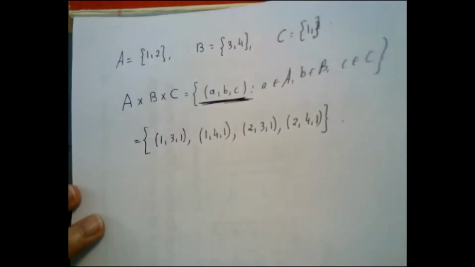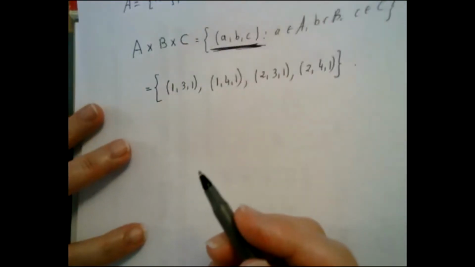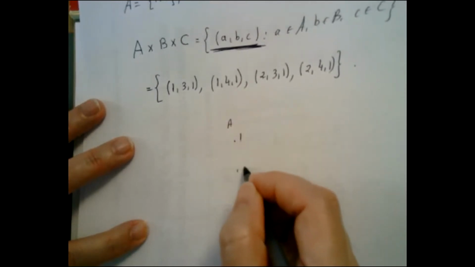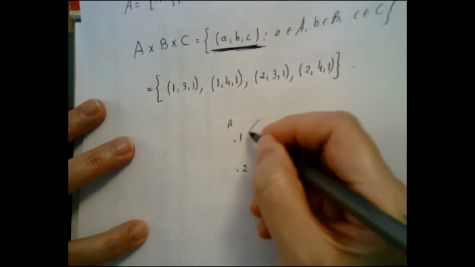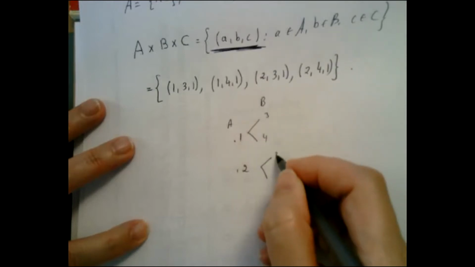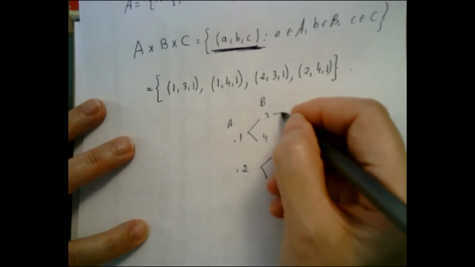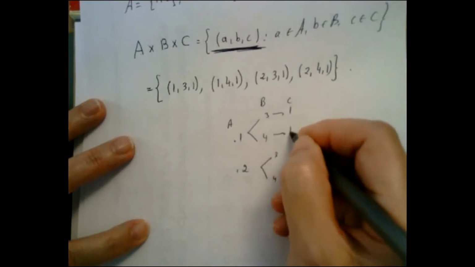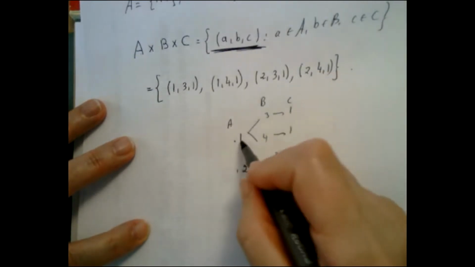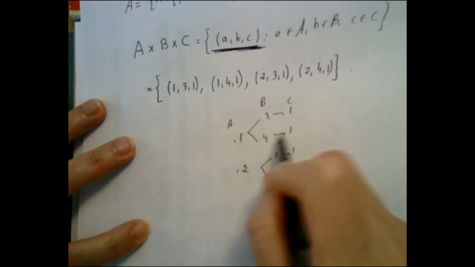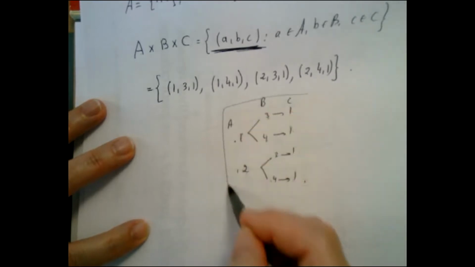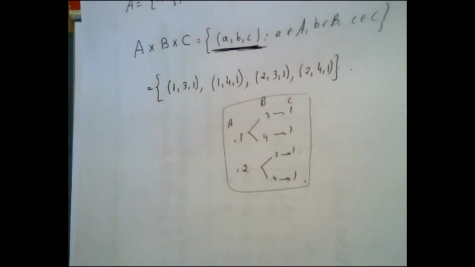You can actually make a tree if you want. A has two elements, 1 and 2. Then for 1, you can associate the following elements in B, 3 or 4. And to each element of B, you can associate one element in C, which is 1. This way you can get all of them. So the elements are (1, 3, 1), (1, 4, 1), (2, 3, 1), (2, 4, 1). Sometimes you can build a little tree to get all the elements.